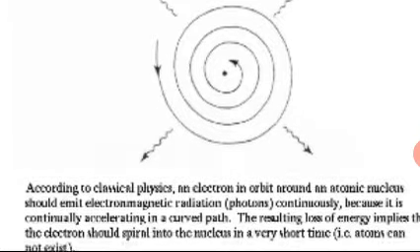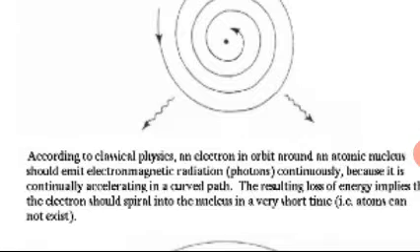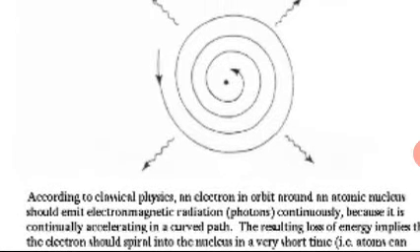This is classical electromagnetic theory, which I have said. According to classical electromagnetic theory, an electron in orbit around an atomic nucleus should emit electromagnetic radiation, photons, the energy packets, continuously because it is continuously accelerating in a curved path. The resulting loss of energy implies the electron would spiral into the nucleus in a very short time, that is, the atom cannot exist.